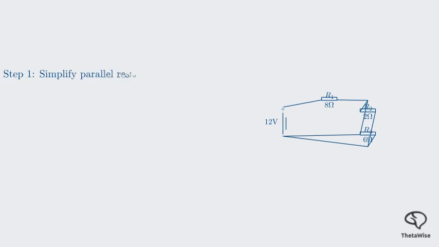Let's put these circuit concepts into practice with an example. Consider the circuit shown here. We have a 12-volt battery connected to a combination of resistors. Our goal is to find the total or equivalent resistance of the circuit and the total current that the battery provides. We need to simplify this circuit step by step. Let's label the resistors R1, R2, and R3. Notice that R2 and R3 are connected in parallel. The first step is to combine the two parallel resistors.